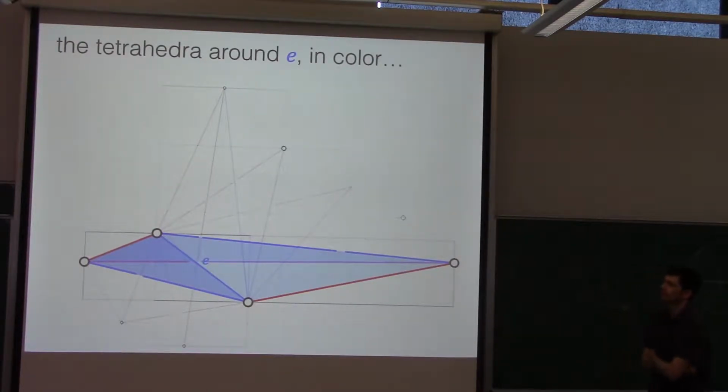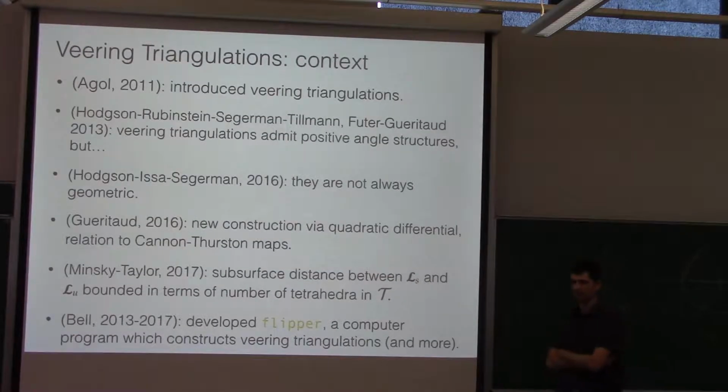Okay, so now that we hopefully have some understanding of what this triangulation is, let me give a little context. As I said earlier, this was introduced by Agol in 2011. In 2013, a bunch of people, Hodgson, Rubinstein, Segerman, and Tillmann, and independently Futer and Guéritaud, showed that these triangulations admit positive angle structures, but they are not always geometric. And this was shown by Hodgson and Segerman in 2016. They found several examples of non-geometric veering triangulations, the smallest one having 13 tetrahedra. So that's unfortunate. This was in response to a question of Agol in his paper.